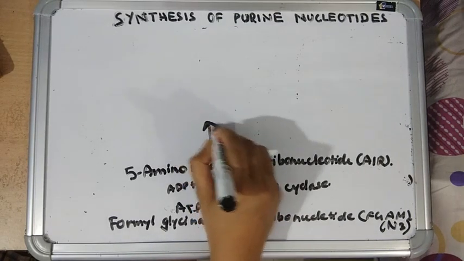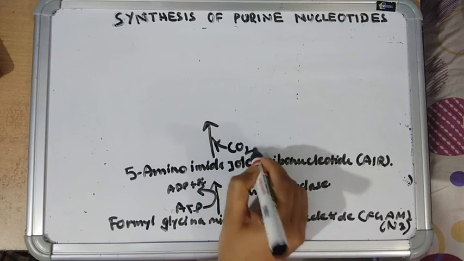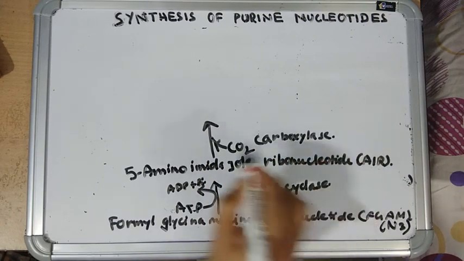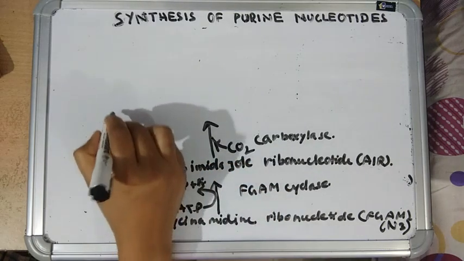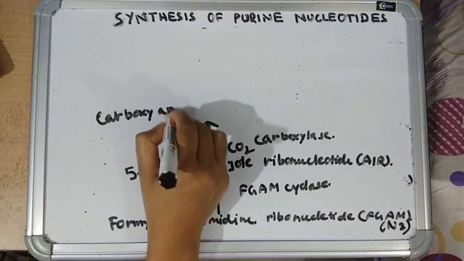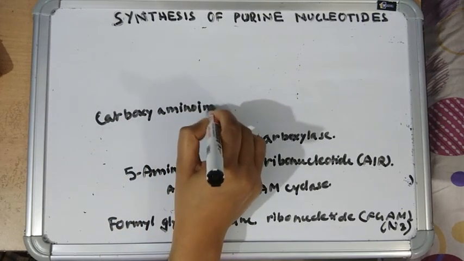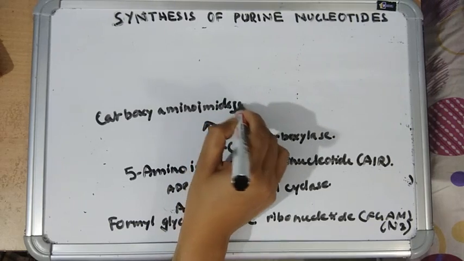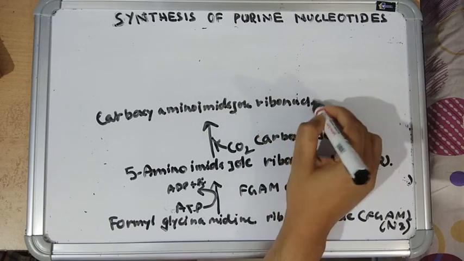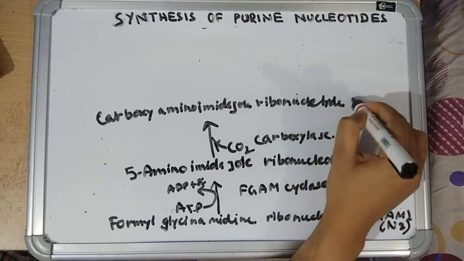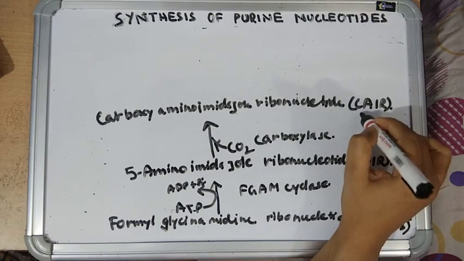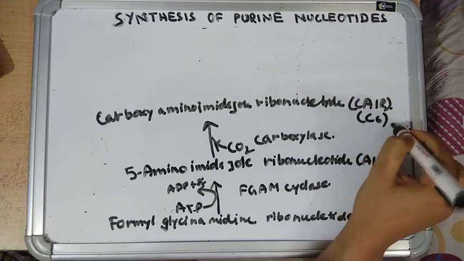Now this AIR is carboxylated by carboxylase enzyme to form carboxy amino imidazole ribonucleotide or CAIR. So this carbon dioxide provides the C6 of the purine ring.